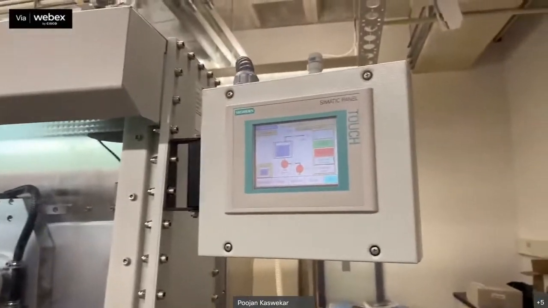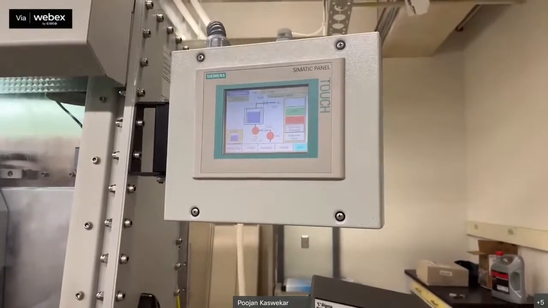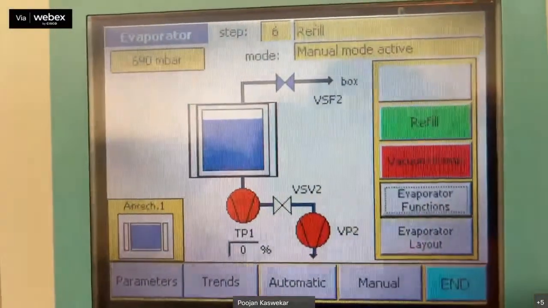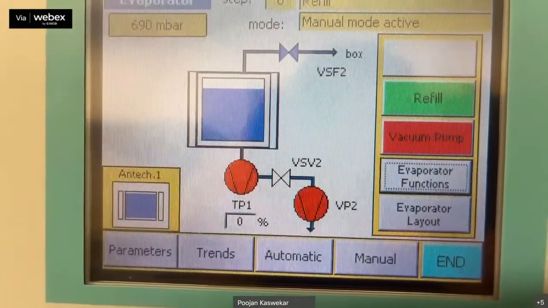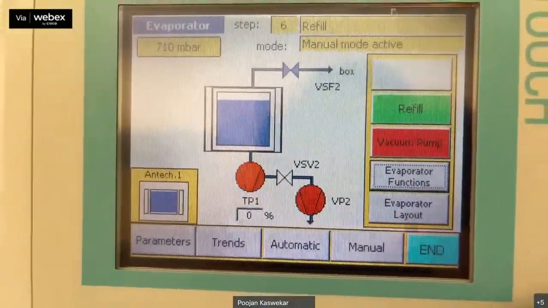So what's the level of pressure? 660, 670, 680, 690, 700, 300 more.